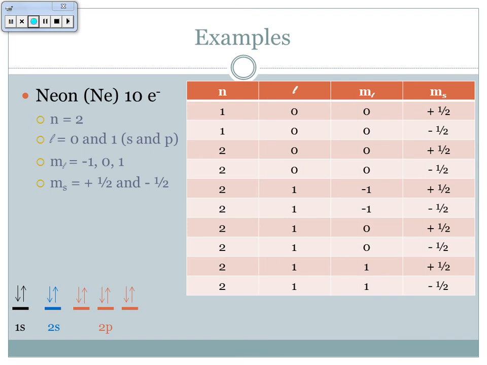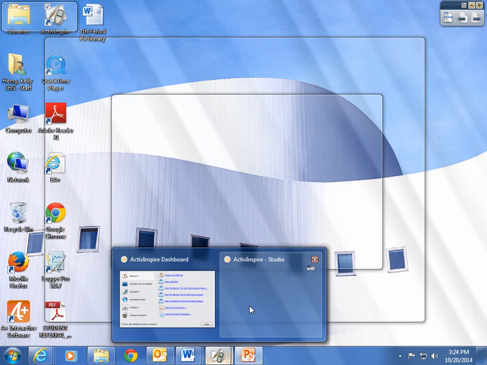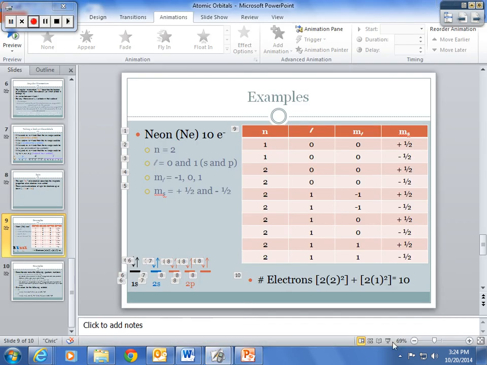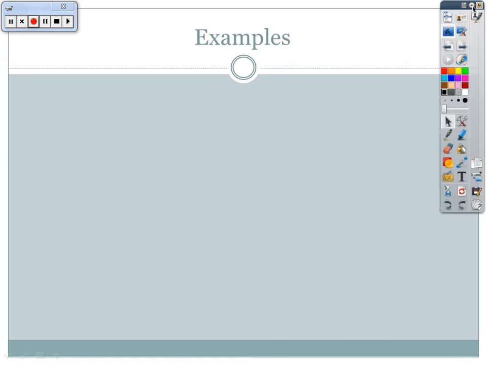Now, each of those electrons is going to have a set of 4 quantum numbers. This electron right here, and I'm going to really quickly, sorry, I want to do a little writing here. Okay.